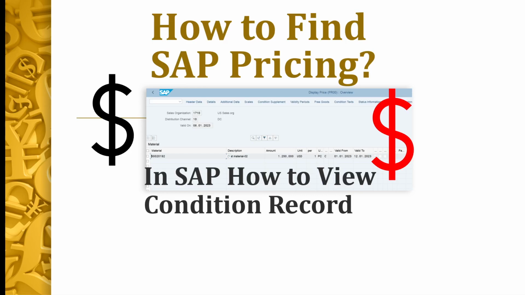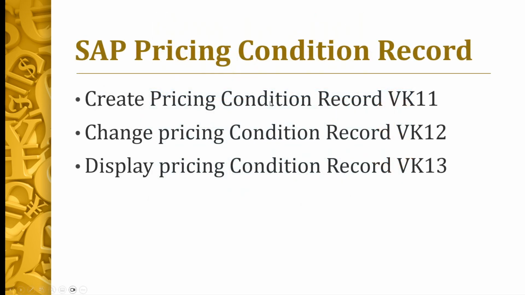In this video, we will learn how to find SAP pricing. In SAP, how to view condition record. What is a condition record? A condition record is basically master data in SAP. To create a condition record, we use transaction code VK11. To change a pricing condition record is VK12, and to display, VK13.